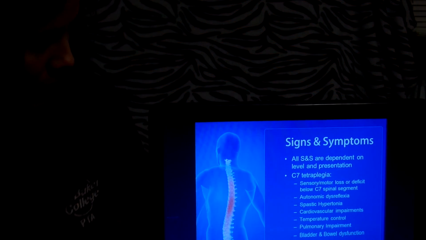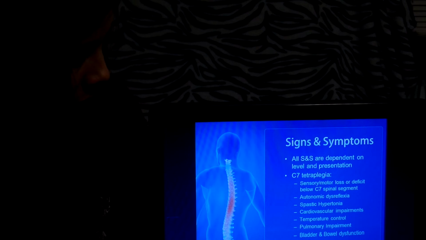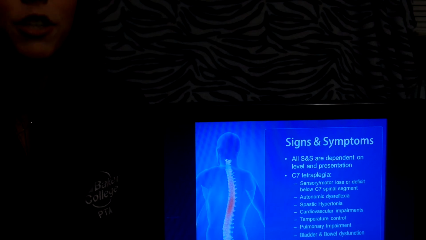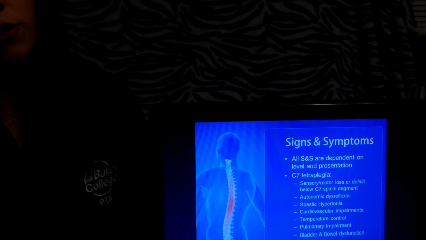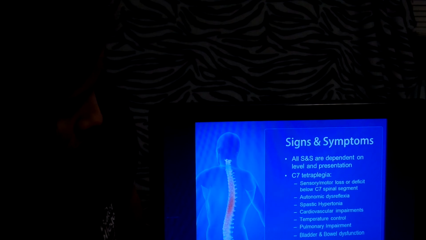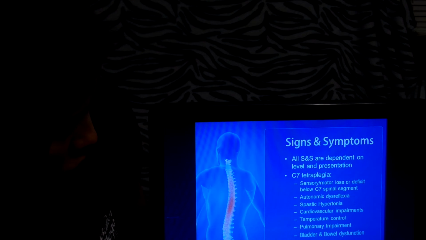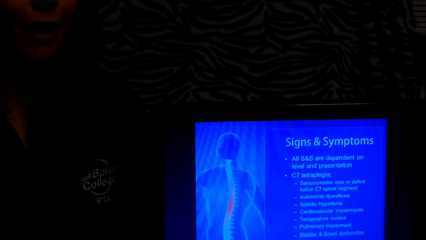So signs and symptoms. All signs and symptoms are dependent on the level and the presentation itself. So with her, sensory and motor are lost below C7, and she's going to have autonomic dysreflexia. She does have a spastic hypertonia, and she will have cardiovascular impairments, temperature control, pulmonary impairment, and bowel and bladder dysfunction.